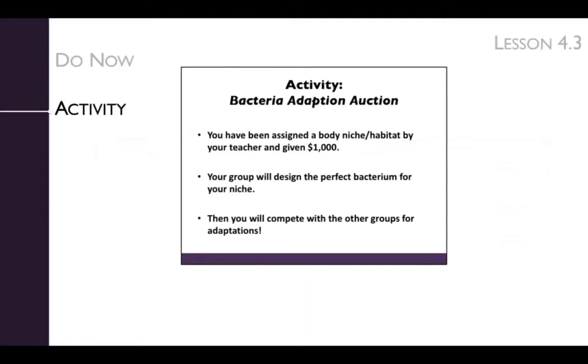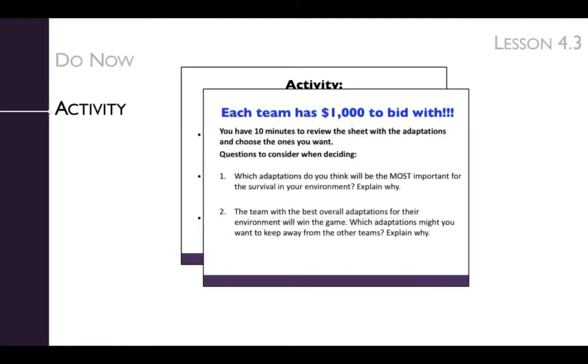Next, describe the goals of the auction. Give the students 10 minutes to review the list of adaptations on the worksheet to choose the ones they want for their niche. When doing this, they should consider which adaptations will be the most important for the survival in the environment, and which adaptations to keep away from the other teams, and why.